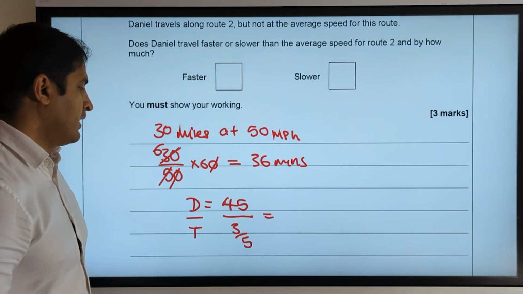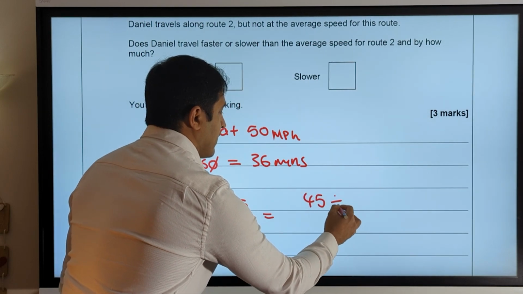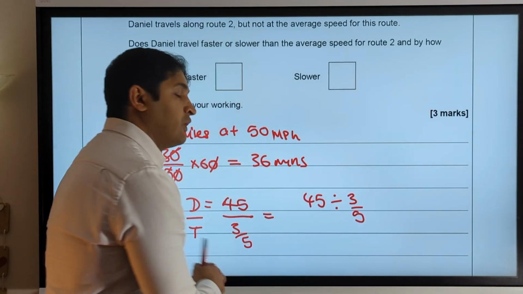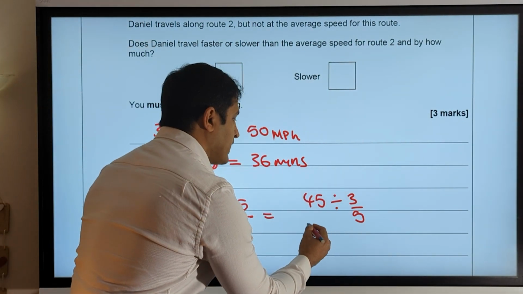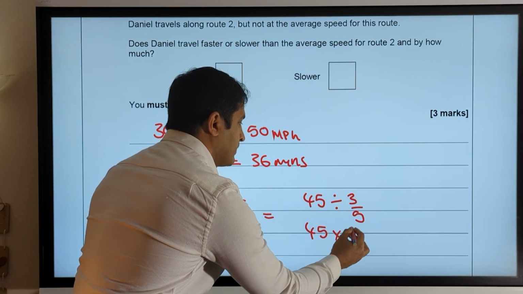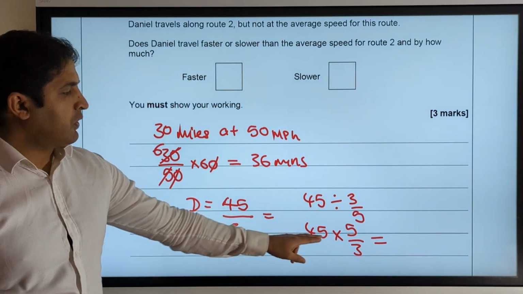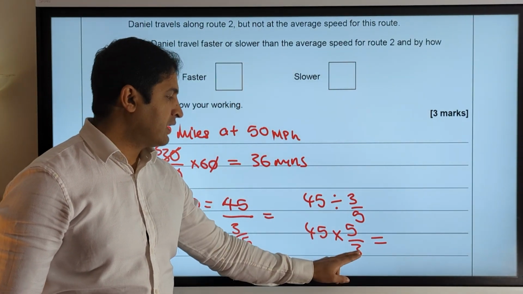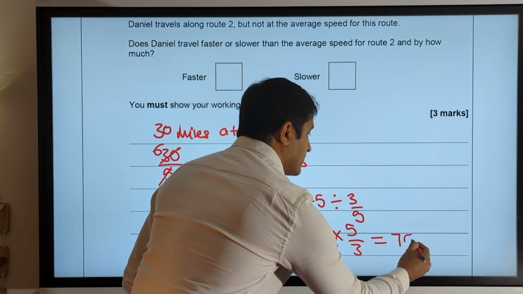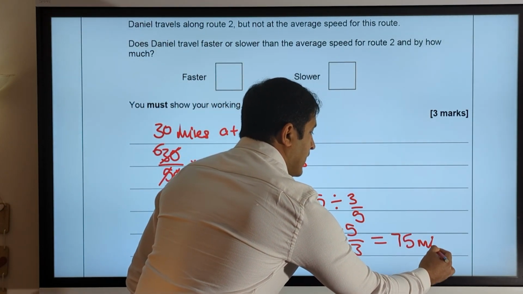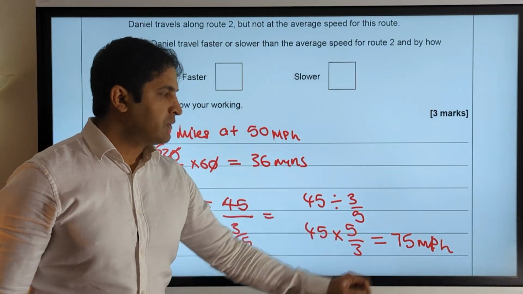So 45 divided by 3/5. If I do 45 divided by 3/5, you can use the fraction rules here, okay? Change division to multiplication, so you do 45 multiplied by 5/3. And that will help you. So divide 45 by 3 gives you 15, and 15 times 5 is 75. So it needs to be traveling at 75 miles per hour. And when you do 45 times 5/3, it will give you 75.